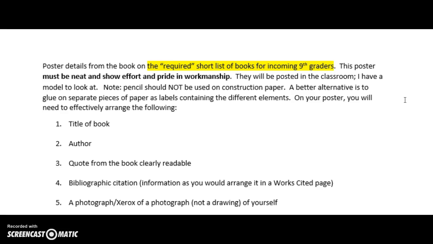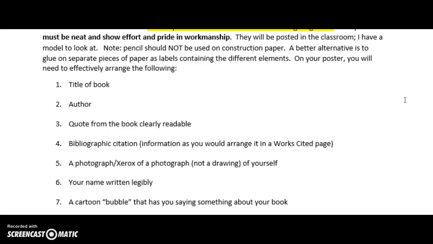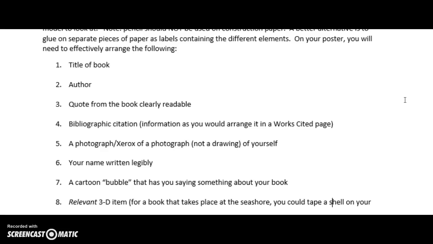So we've all made posters. They should be using white space or blank space in a good balance with items, say text or pictures. You don't want to have it jumbled. You want to have it fairly easy to read. On your poster, you're going to have to arrange the following items.